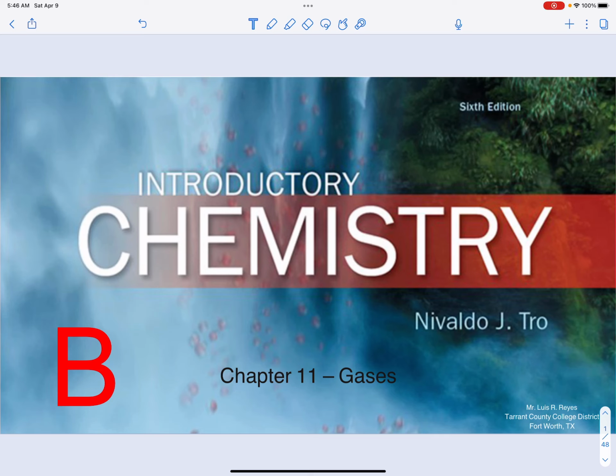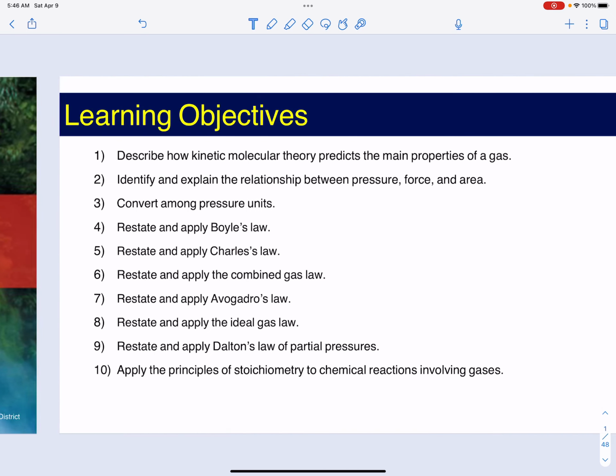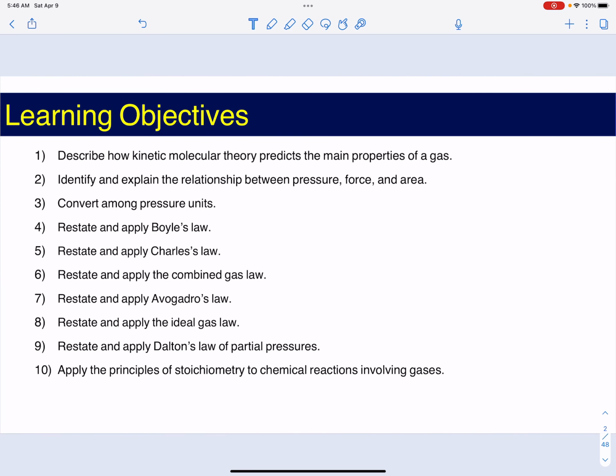Welcome back. Here we are continuing with chapter 11, gases. And you already saw the first recording, which was a basic introduction to the chapter itself and to make you realize that you already know how gases behave. All we're doing is bringing a framework within science so you can understand it and explain it better.